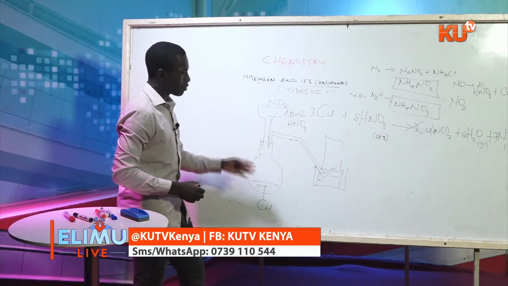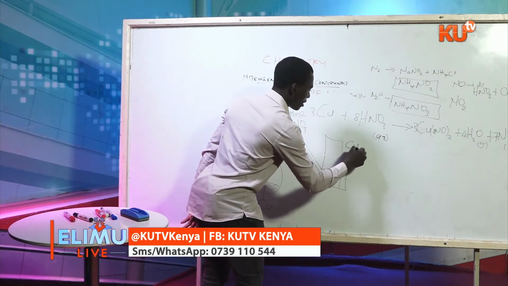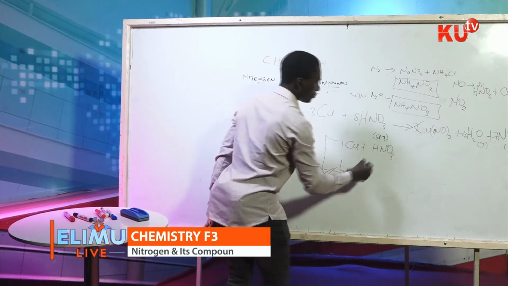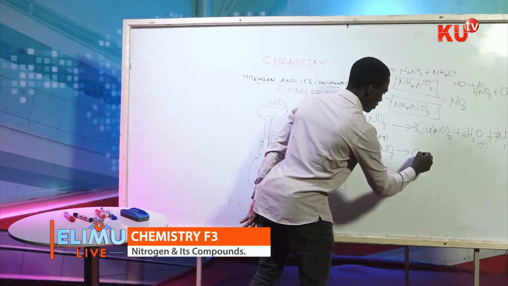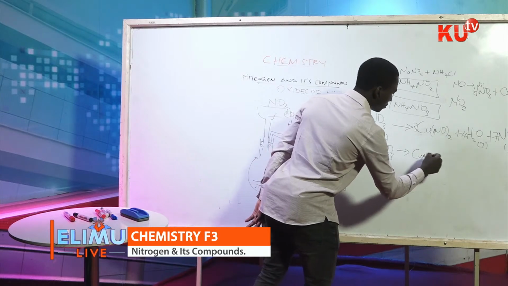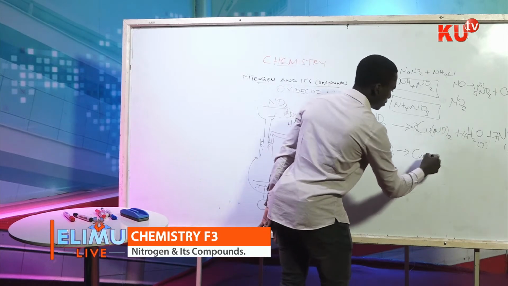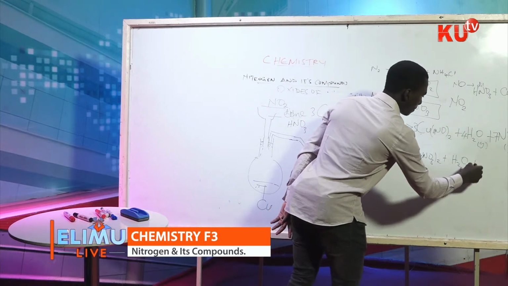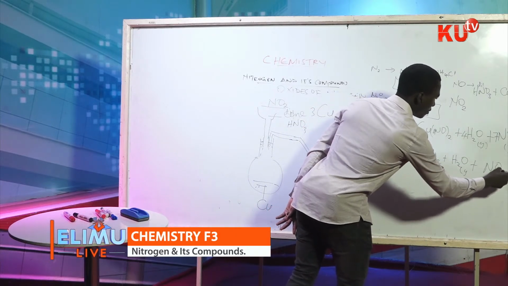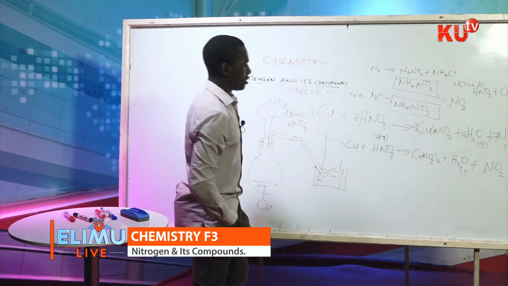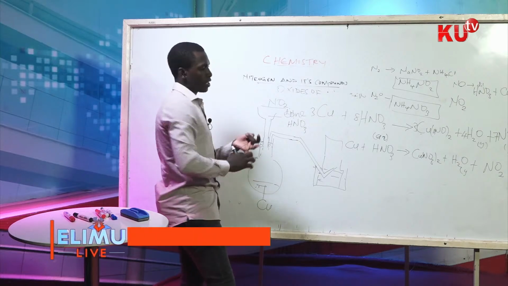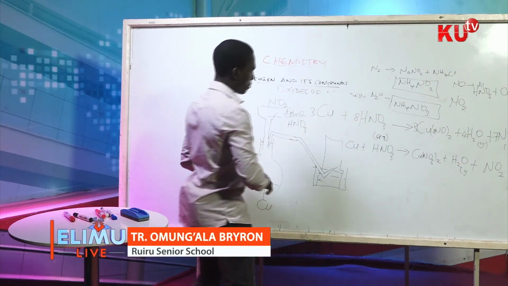So when we react copper with concentrated nitric acid, it will give us copper nitrate and steam plus nitrogen(IV) oxide gas. Now, when we react copper with dilute nitric acid, it will give you nitrogen(II) oxide.